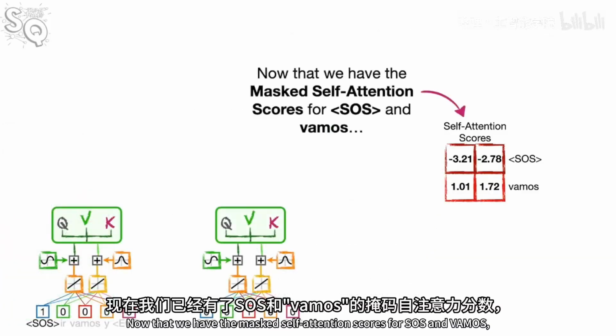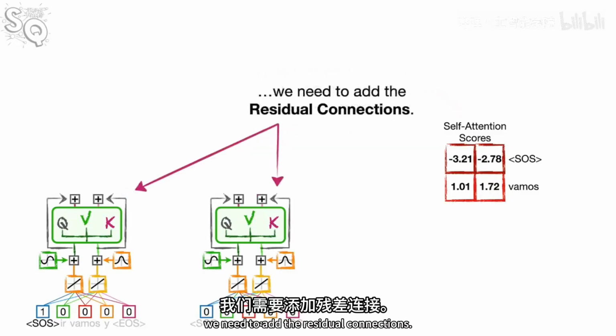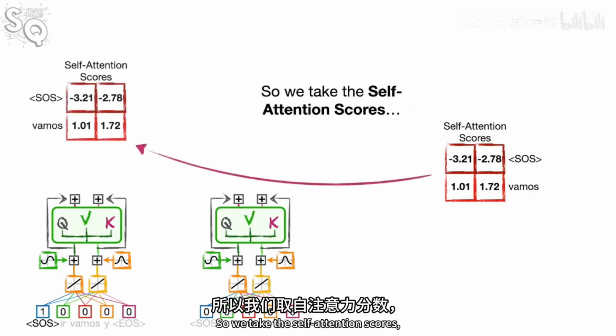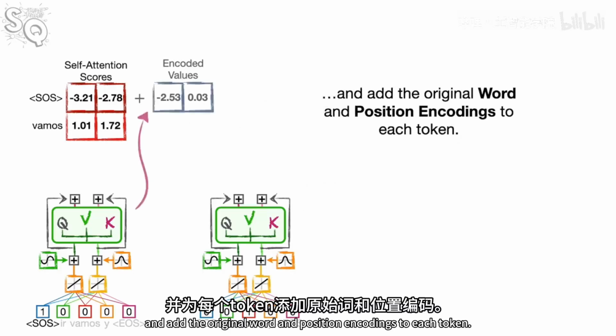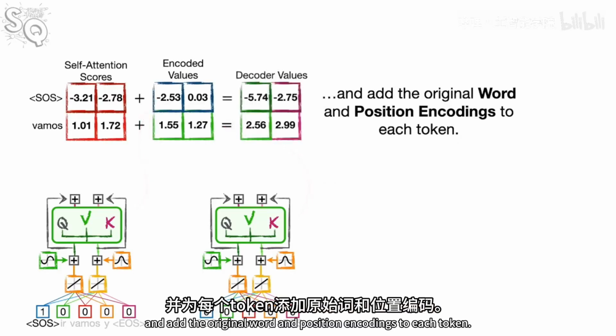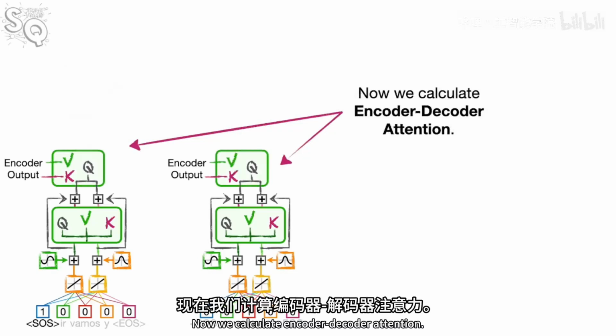Now that we have the masked self-attention scores for SOS and Vamos, we need to add the residual connections. So we take the self-attention scores and add the original word and position encodings to each token. Now we calculate encoder-decoder attention.